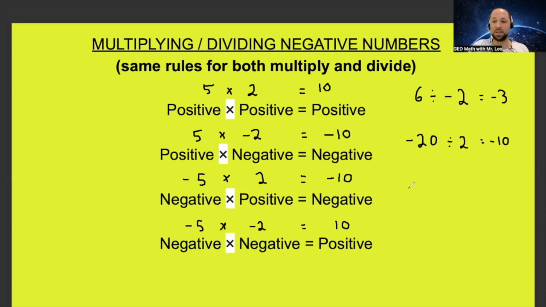And let's do a double negative. What if I had, let's say, negative 12 divided by negative 2? Well, 12 divided by 2 is 6, and you'll notice these are both negatives, so the 2 negative signs will cancel out, and we're left with this nice positive answer, 6. Remember, these rules are the same for multiply and divide.